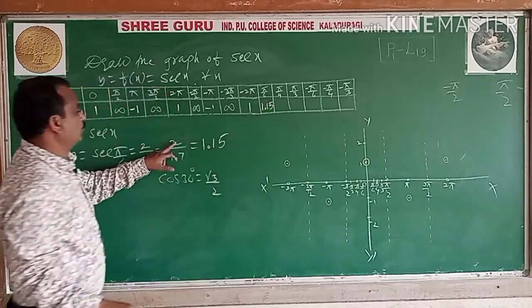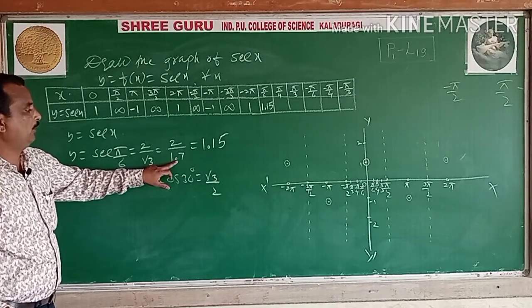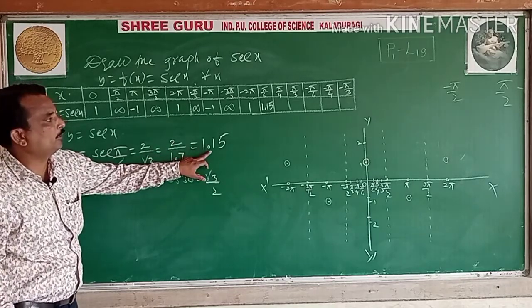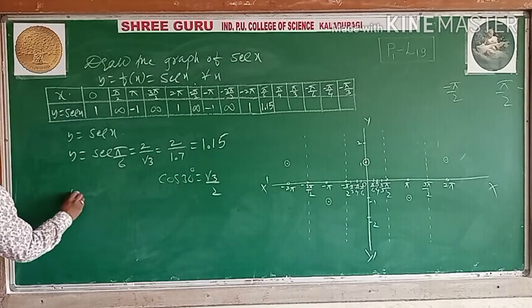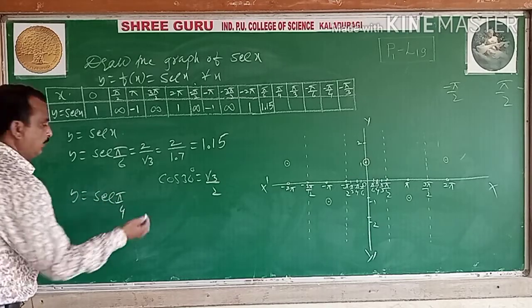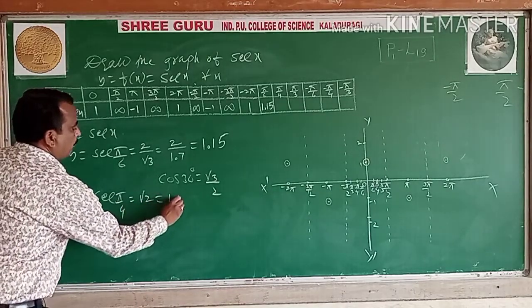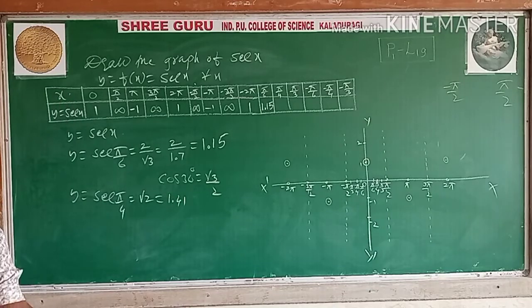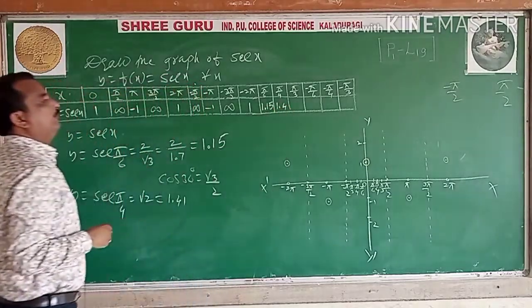So sec 30 is approximately 1.15, taking root 3 as 1.7. Now see the next value: y is equal to secant pi by 4. Cos 45 degree is 1 by root 2, so secant 45 degree is root 2. Root 2 is 1.41, approximately 1.4. Let us take 1.4.